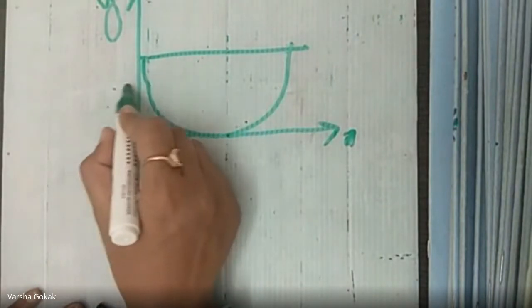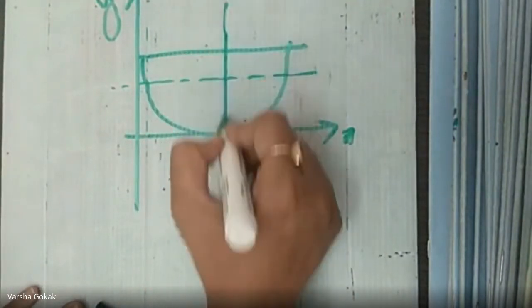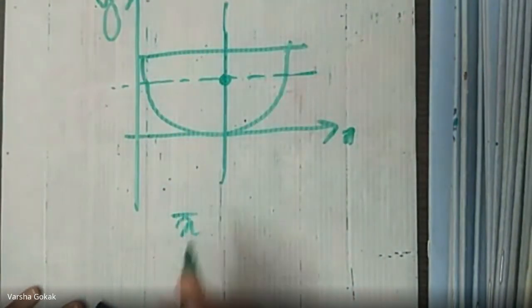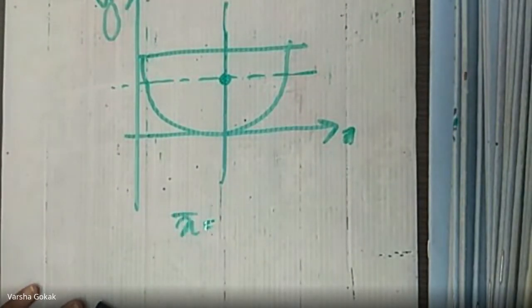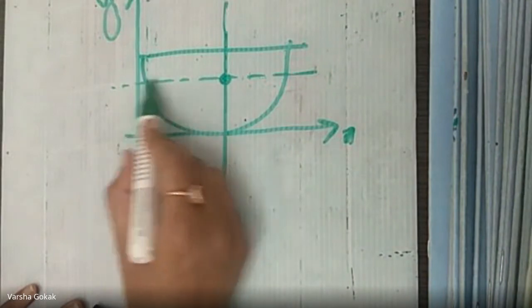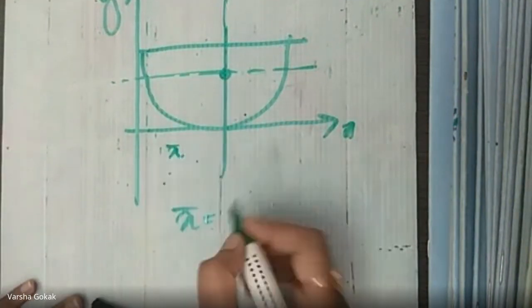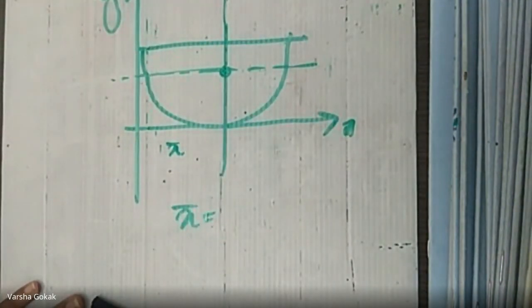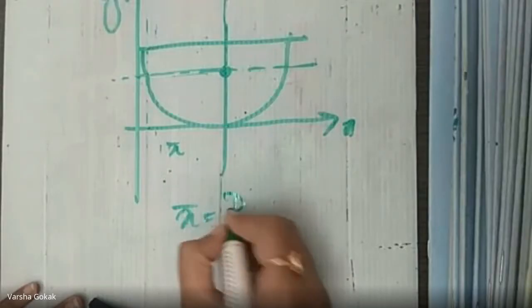Now, first let us draw the CG line. CG line is like this. This is the CG point. So what is x bar value? X bar is this distance. Correct? How much is x bar? D by 2. X bar is d by 2.